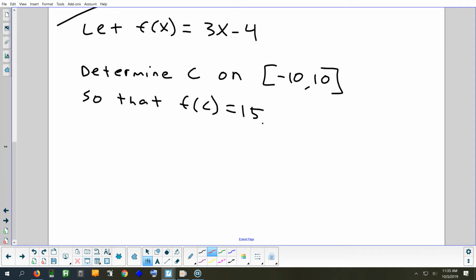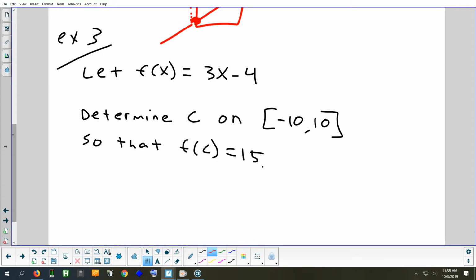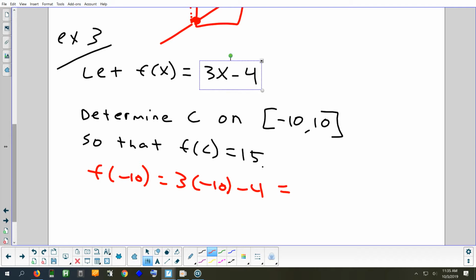So let's find the y value if we plug in negative 10. Okay, so I plugged in negative 10 for x. What's 3 times negative 10? Negative 30. Minus 4. Negative 34. Okay, so we are starting at a value of, I don't want to circle it because that's not the answer, but we're starting at negative 34.